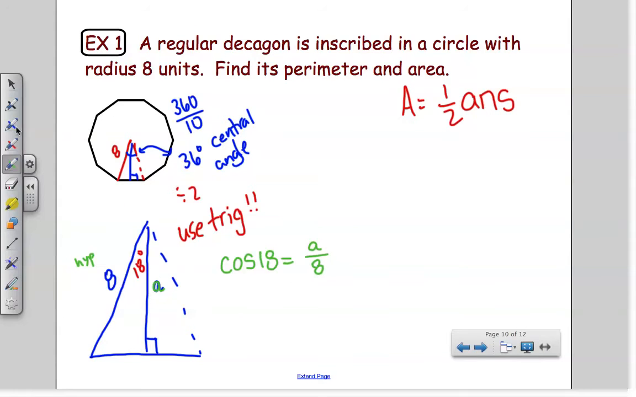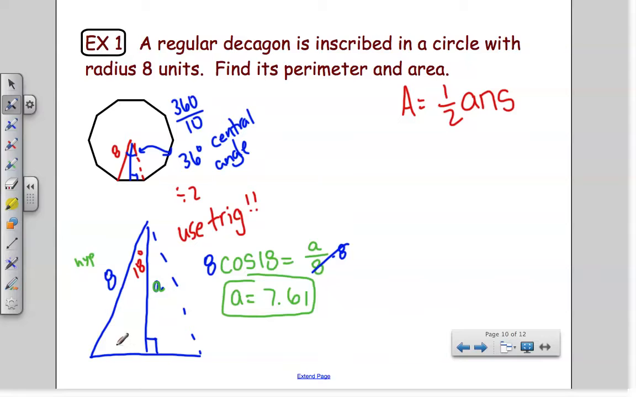To solve for A, undo divide by 8 by multiplying by 8. And what is my apothem? I'm doing 8 times cosine of 18 on the calculator. And to 2 decimal places, 7.61. I will definitely need that. Okay, next thing. I need to find the side length.